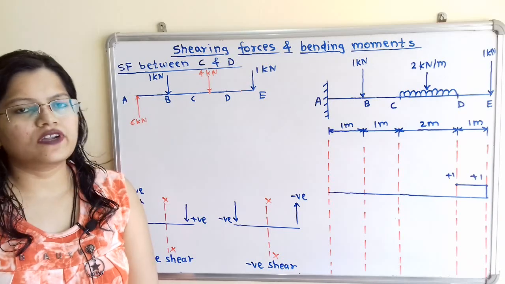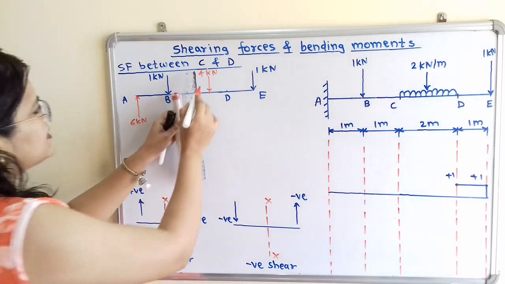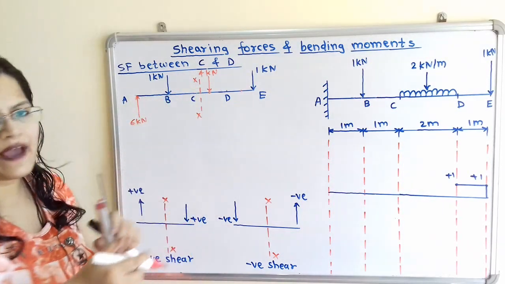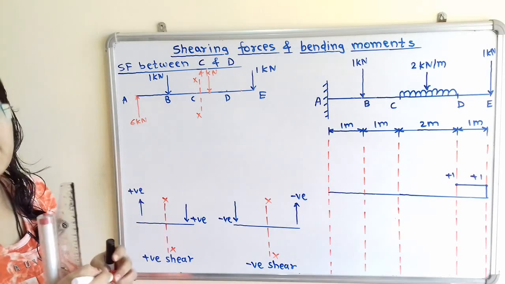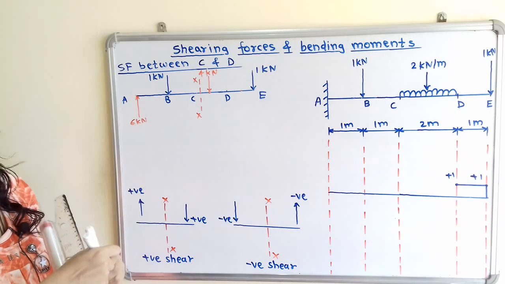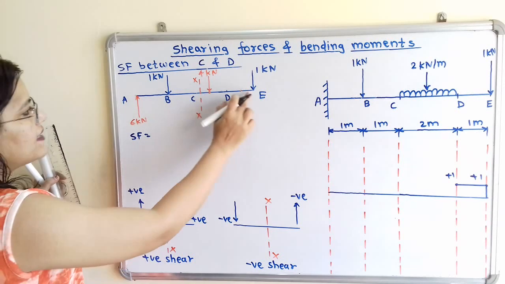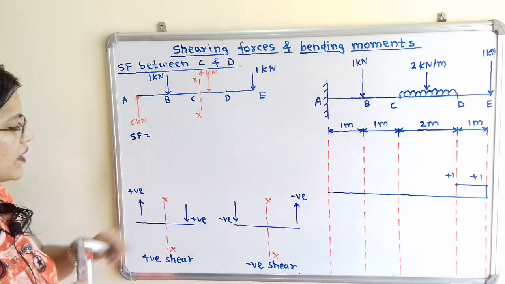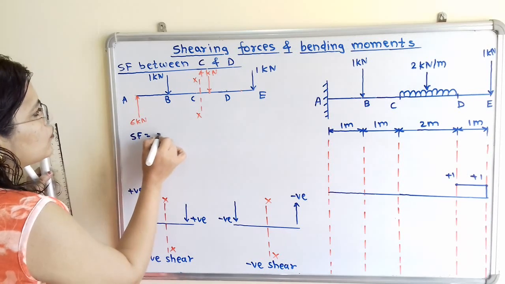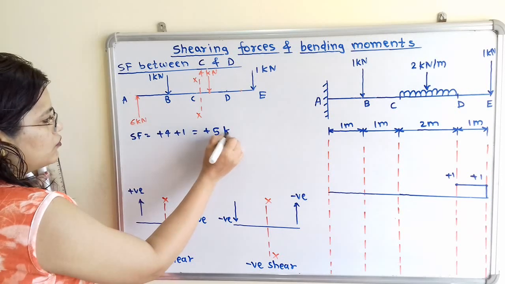Now we will calculate shear force between C and D. So we will consider the section line XX. Now we will apply the same rule. We will take the summation of forces on right hand side of this section line XX. So SF is equal to, now on right hand side forces are in downward direction. So we will consider the positive sign. So which is equal to +4 +1, that is equal to +5 kilonewton.